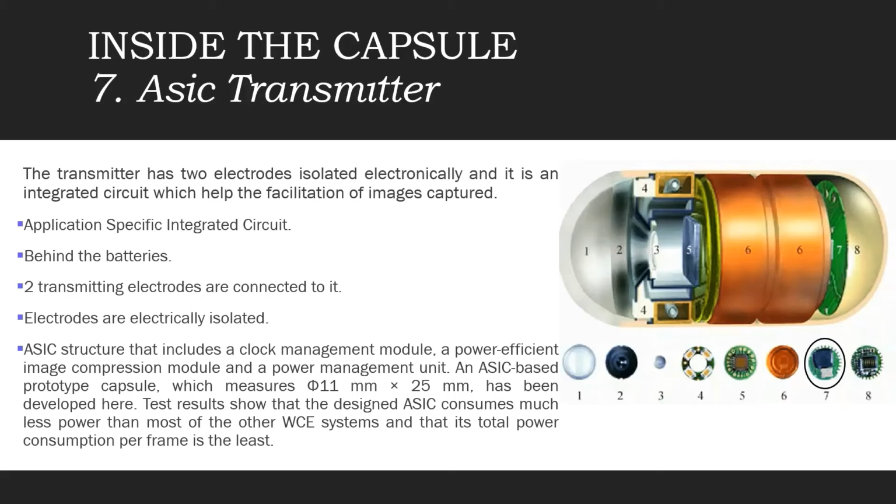The ASIC structure includes a clock management module, a power-efficient image compression module, and a power management unit. An ASIC-based prototype capsule, which measures 11 mm by 25 mm, has been developed here. Test results show that the designed ASIC consumes much less power than most of the other VCE systems, and that its total power consumption per frame is the least.